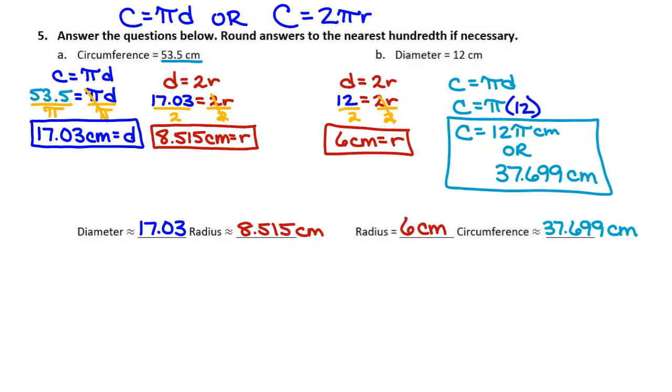If the directions say something about rounding, like they did here, it says round answers to the nearest hundredth, you want to give your answer in decimal form. If it says it wants an exact answer or an answer in terms of pi, that's when you would leave it like this, 12 pi. But that's only if it says in terms of pi or exact. Other than that, we're probably wanting a decimal answer.